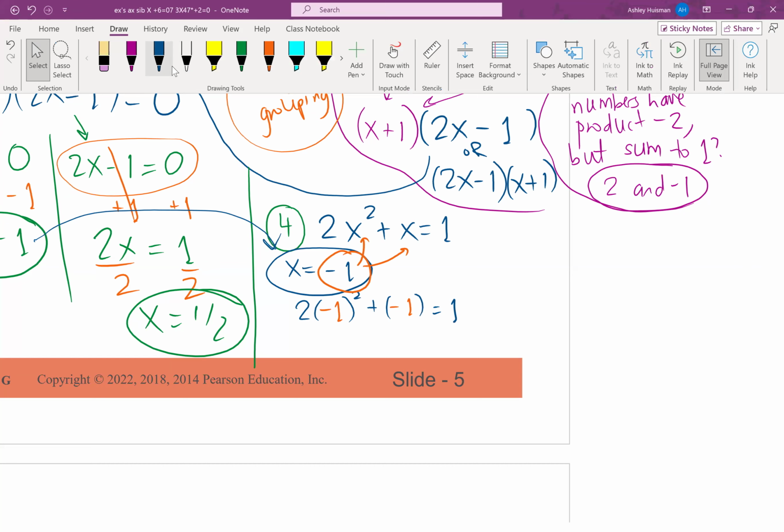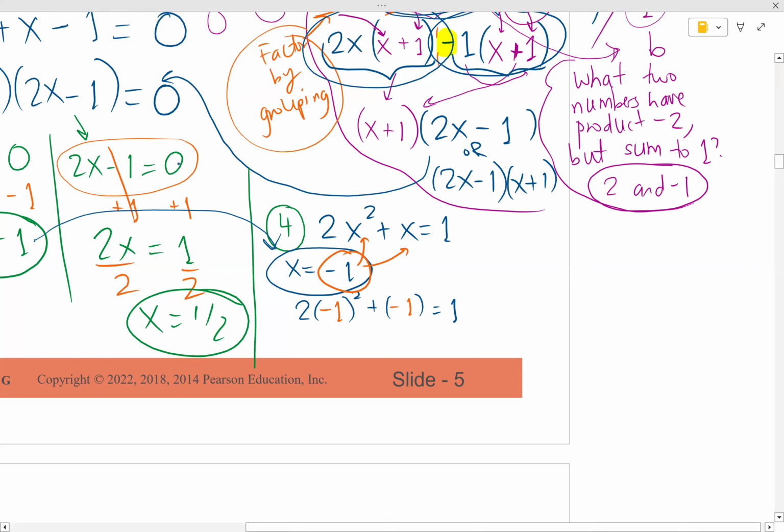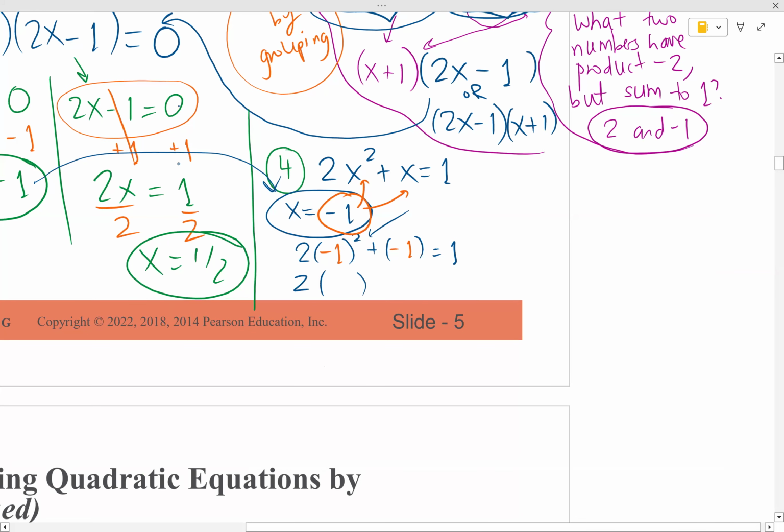So we have to be careful here. We have to use order of operations. I've got negative 1 squared. I have to do that first. Okay, so maybe this should have been talked about earlier: order of operations.